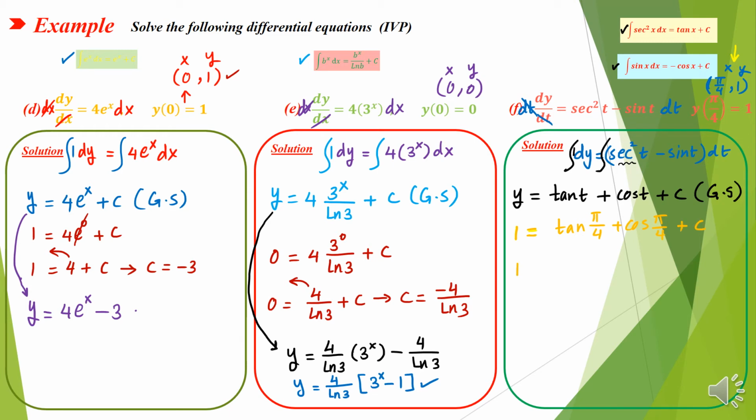Now tan pi over 4 is 1, and cosine pi over 4 is 1 over square root of 2, plus c. Now cancel 1 with 1 and move 1 over square root of 2 to the left hand side. You will get the value of c, which is negative 1 over square root of 2. So to find the particular solution for the given differential equation, you have to write the same general solution, and you have to plug in the value of c. So this is the particular solution.